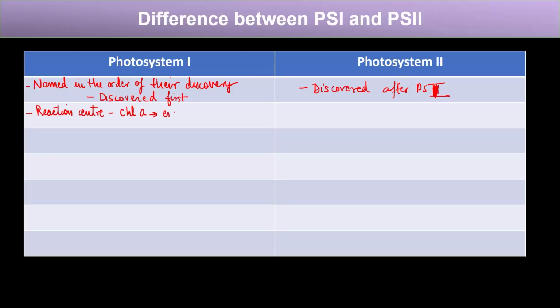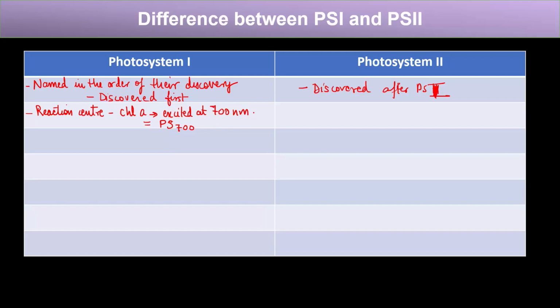Okay, that gets excited at 700 nm, which means that if you give a wavelength of light of 700, it will undergo maximum excitation. So photosystem 1 has a reaction center that is excited at 700 nm, and because of this reason, photosystem 1 is also known as PS700. So if you see the name PS700, it means photosystem 1. And it is named so because it gets excited at 700 nm.